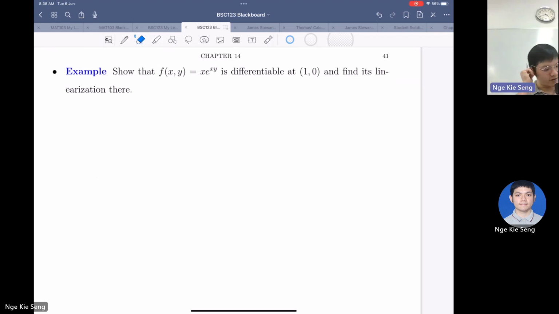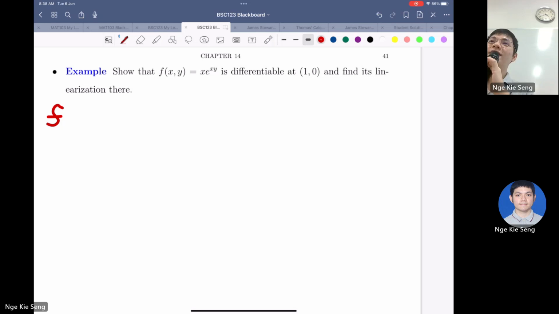Show that f of x, y equals this function is differentiable. So what's the first thing we do? What implies a function is differentiable? Partial derivative. So find the partial derivative first and then check whether it exists, whether it is continuous or not. So what's the partial derivative in this case here?